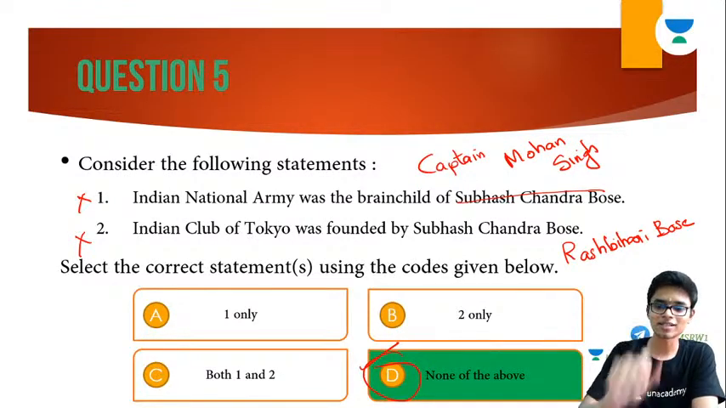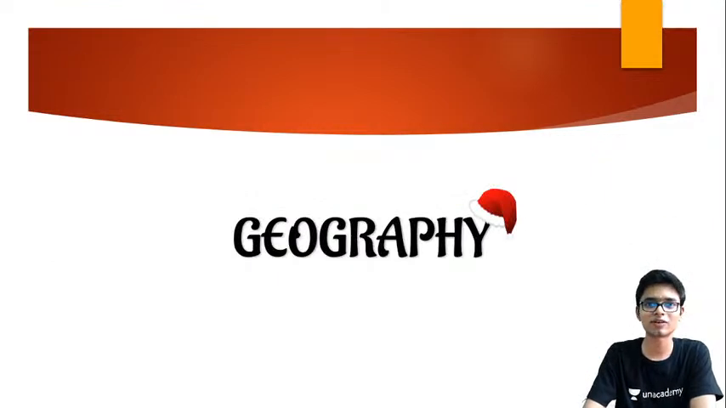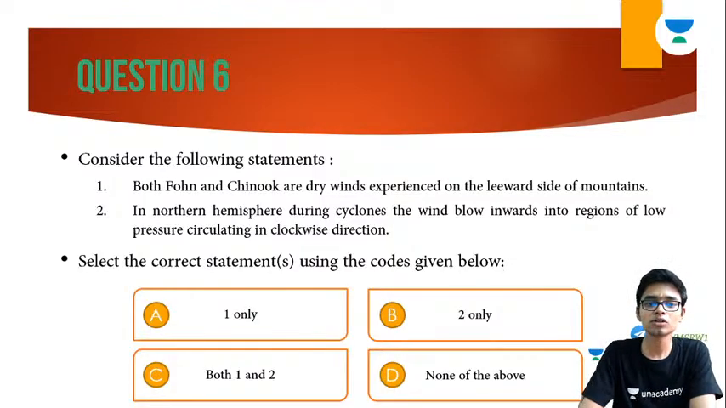Okay. So 5 questions are done. Moving on to the next 5 questions, which will be from geography. I hope you are ready. So the first question. 1. Both Foehn and Chinook are dry winds experienced on the leeward side of mountains. 2. In northern hemisphere, during cyclones, the wind blows inwards into regions of low pressure, circulating in clockwise direction. Select the correct answer.